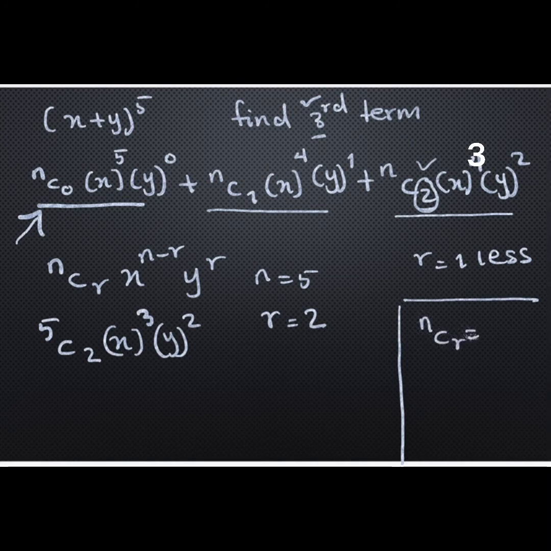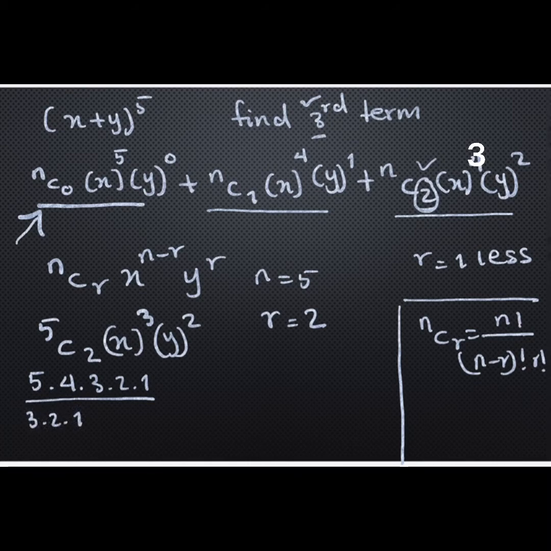So you have to know our formula. nCr is equal to n factorial over (n minus r) factorial times r factorial. This is our formula. Now we'll find 5 factorial: 5, 4, 3, 2, 1. So n minus r, okay, 5 minus 2 is 3. So 3 factorial is 3, 2, 1, and 2 factorial is 2, 1. Then, okay, we can simplify first.